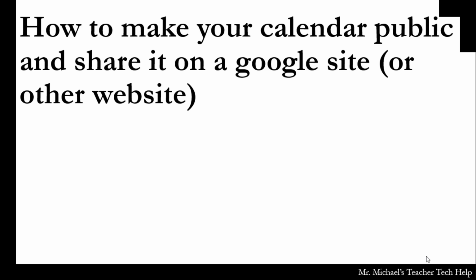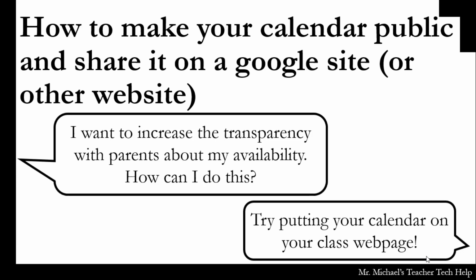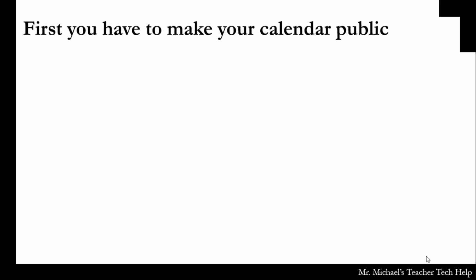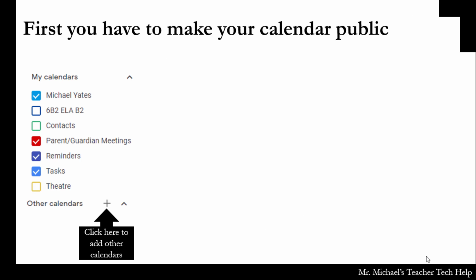So, how to make your calendar public and share it on a Google Site or other website. I want to increase the transparency with parents about my availability. How can I do this? Try putting your calendar on your class webpage. First you have to make your calendar public. Just as a reminder, if you hit the other calendars and you hit the plus, this is where you can actually add other people's calendars to your My Calendars list, just if you need to do that.